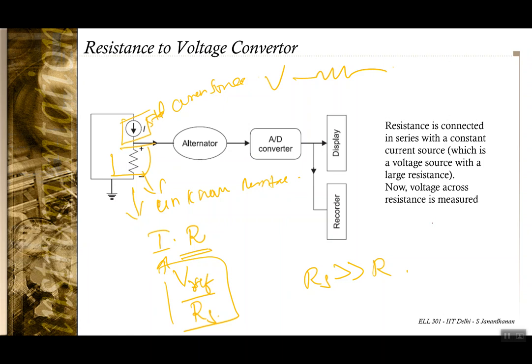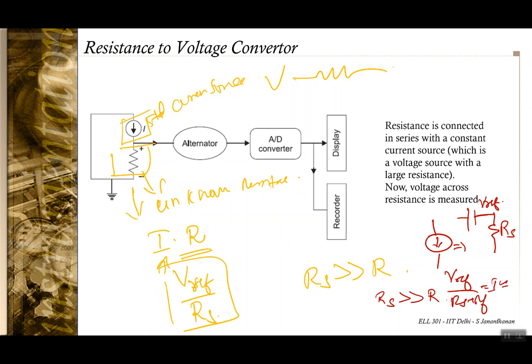So what you have here is this current source, which is the same as a voltage source V reference in series with RS, and RS is much greater than R. So V ref by RS plus R, this is I, this is the same as V ref by RS. So that was the intention that we have.